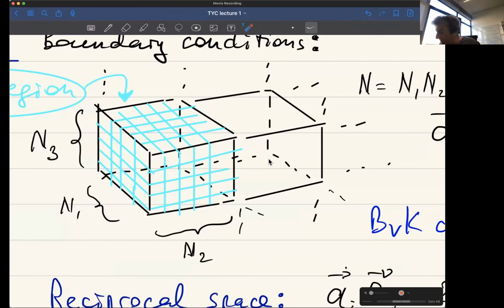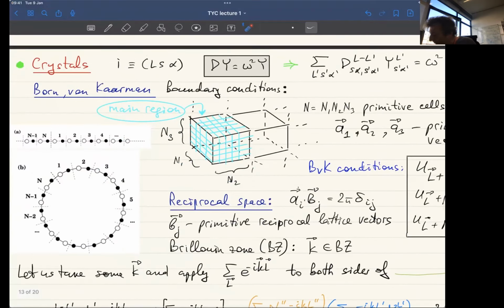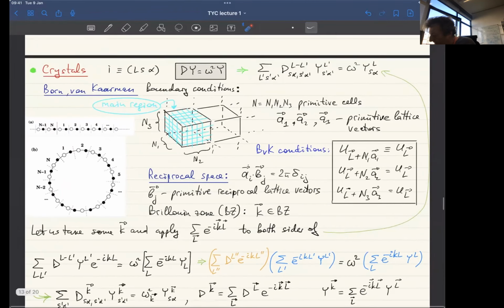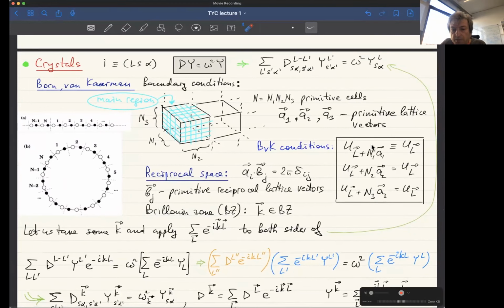And because of these periodic boundary conditions, we can write the displacements in each direction along the lattice translations A1, A2, A3. These are primitive basic lattice translations. They would repeat themselves. So only displacements within the box, this big box, would be different. But if you go across the box, they would repeat themselves.